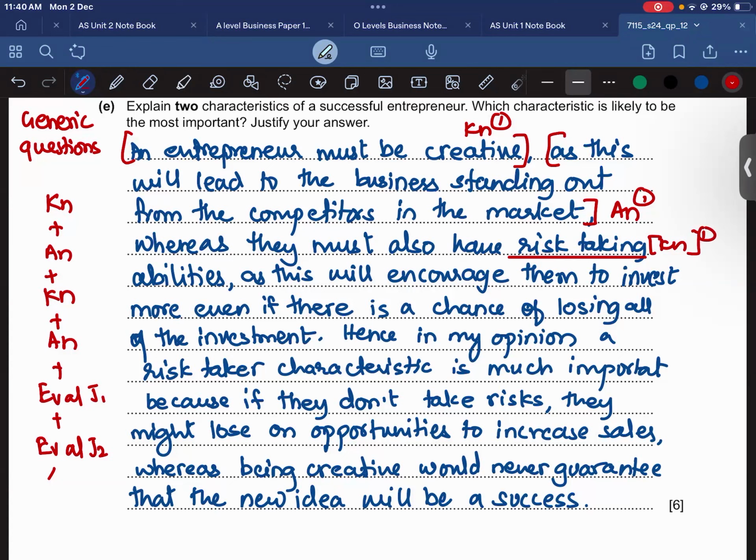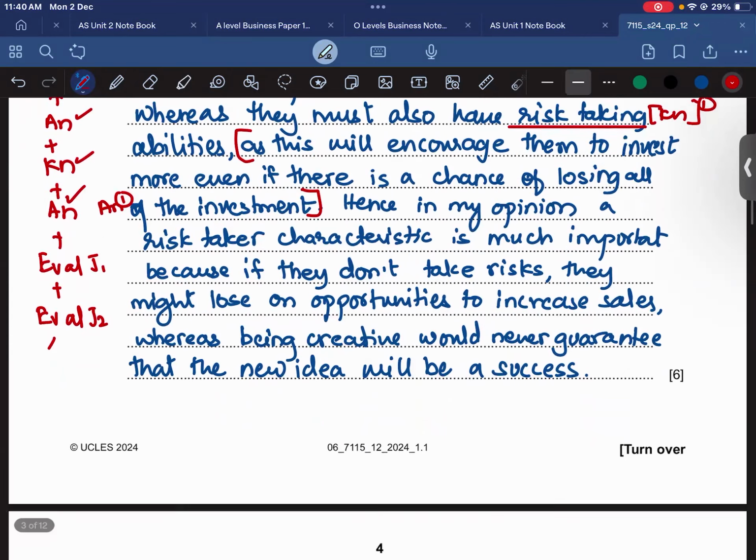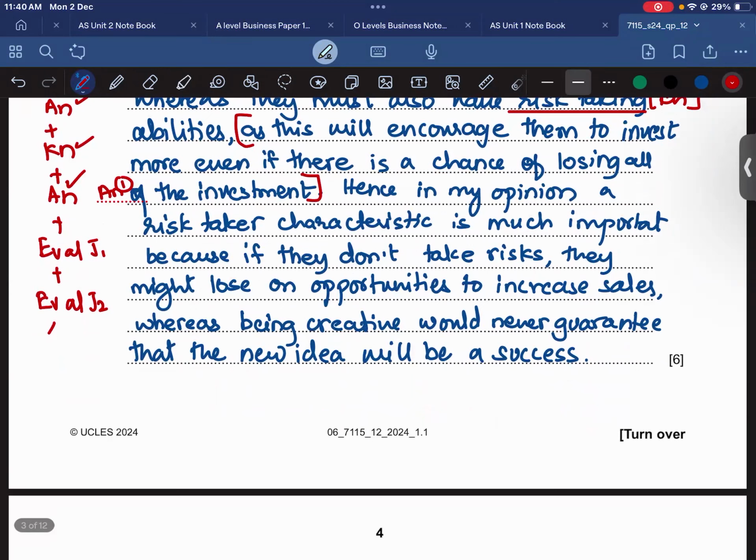And then as this will encourage them to invest more, even if there is a chance of losing all the investment. This is your analysis part. So this is your 1 mark. So now we are done with knowledge analysis, knowledge analysis. So we have secured 4 marks, and the remaining 2 marks are for the evaluation. So hence, in my opinion, a risk taker characteristic is much more important, because if they don't take risks, they might lose on opportunities to increase sales. So basically, I have given my opinion that out of the two, which one is important.